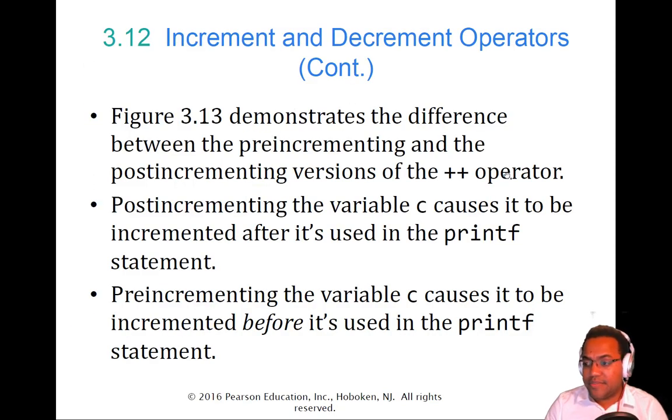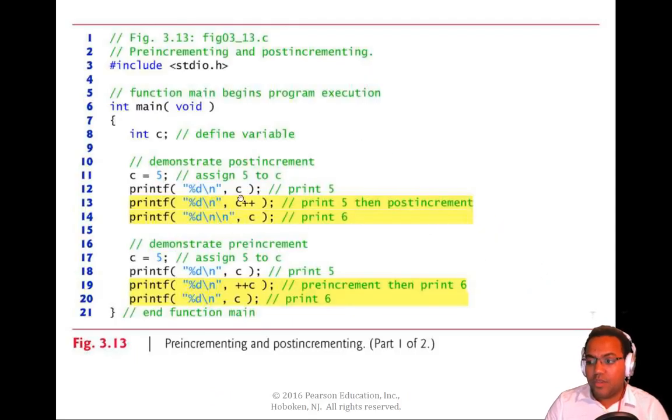All right. And this demonstrates how you can use it in the printf and things like that. So I have C initialized to 5. So we're going to print C, so it prints 5. Then what that line actually does is it prints the variable 5 and then it adds 1 to C. And then in the next line, C is now 6.